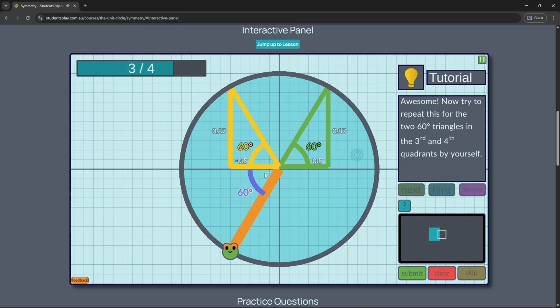Now horizontal length. It looks like it's the same as this one, so just negative 0.5. Cool. And the vertical, it should be 0.87, just like these ones, but positive 0.87 would go up if we did that. Whereas we want to go down here, so we'll make it a negative 0.87.